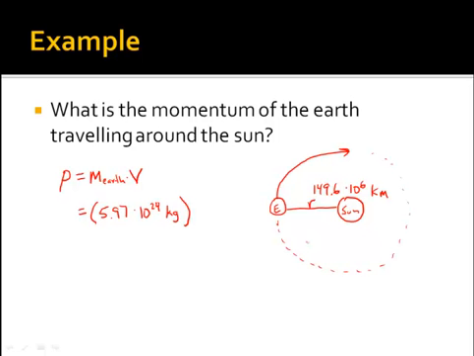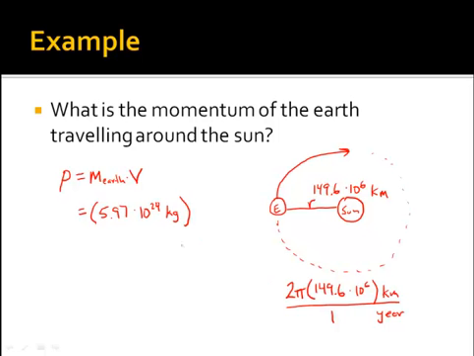The velocity that we need then is the total distance all the way around, which is the circumference. We'll have to calculate that, divided by the total time, which is 1 year. The circumference is 2 pi times the radius. That's in kilometers. And the time is in years. 1 year.